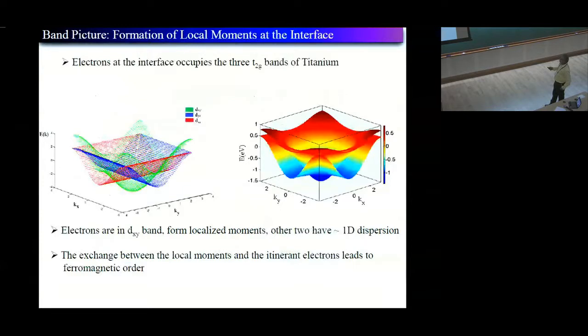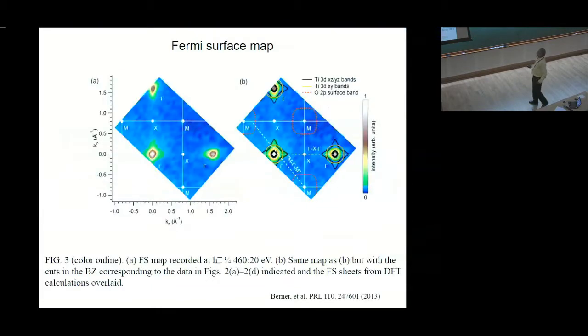So this is the one. This is where, at least if you don't dope it, almost all the action takes place. This is the only 2D dispersing band. Others are all one-dimensional. Okay, I will not get into this. I don't have much time. So there are interesting Fermi surface maps people have found out. Some bands are missing, but that is a different matter.